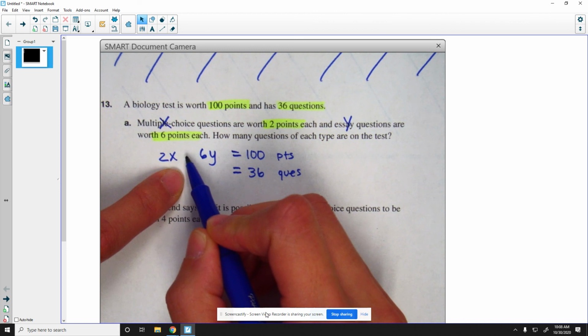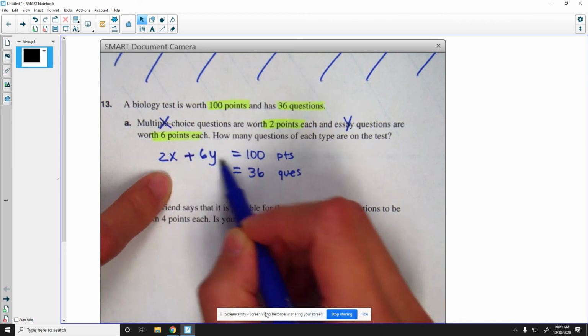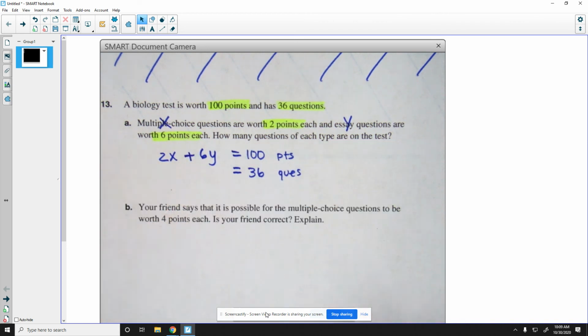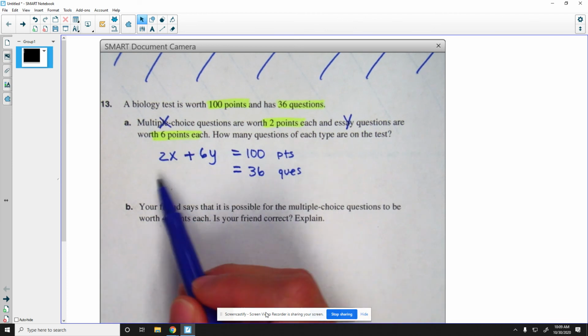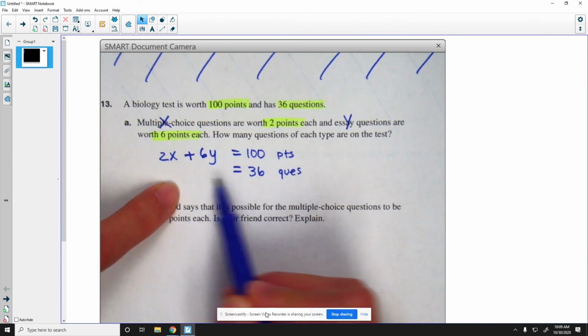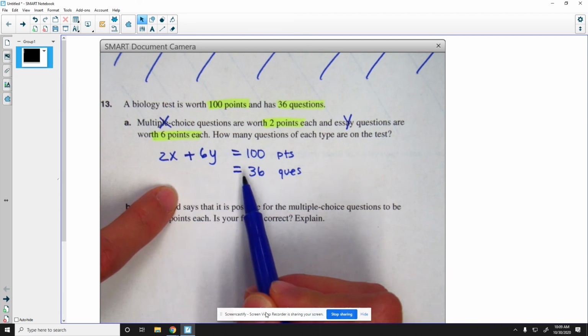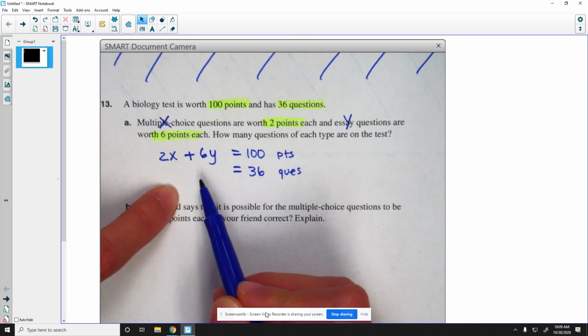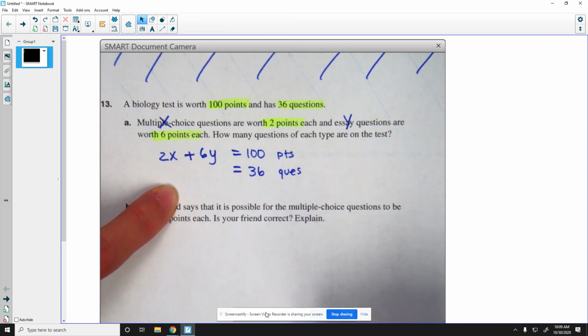And what symbol goes in between? Plus, because you're adding them together to get a total of 100 points. Eek, I just used up all my numbers. I have nothing left, but I still got to figure this out. Can someone raise their hand if they think they know what I can write here then? Vaughn, what do you think?